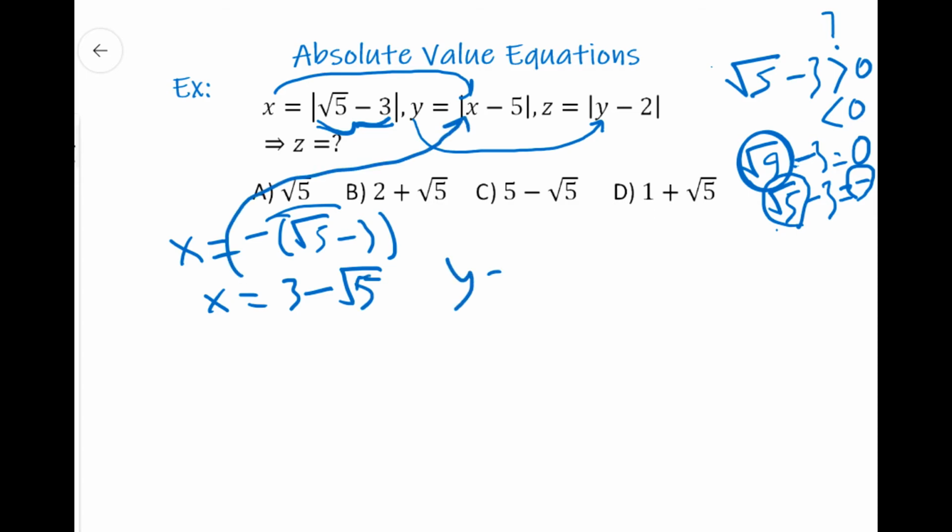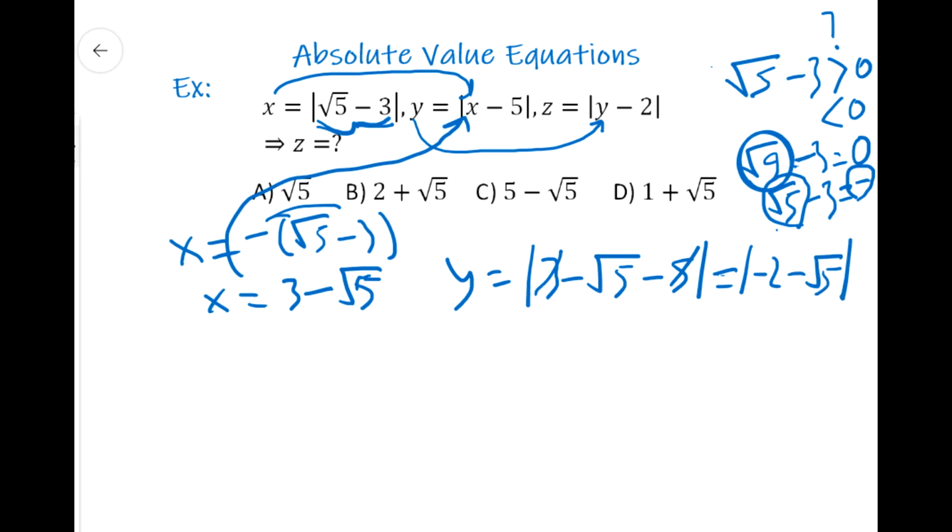So y is going to be the square root of, instead of x, I'm writing 3 minus the square root of 5, minus 5, guys. So we have 3 and negative 5 here. 3 and negative 5, we're going to have negative 2, of course. So it's going to be the absolute value of negative 2 minus the square root of 5. And it is obvious that the inside of the absolute value is negative, and I'm going to make it positive.